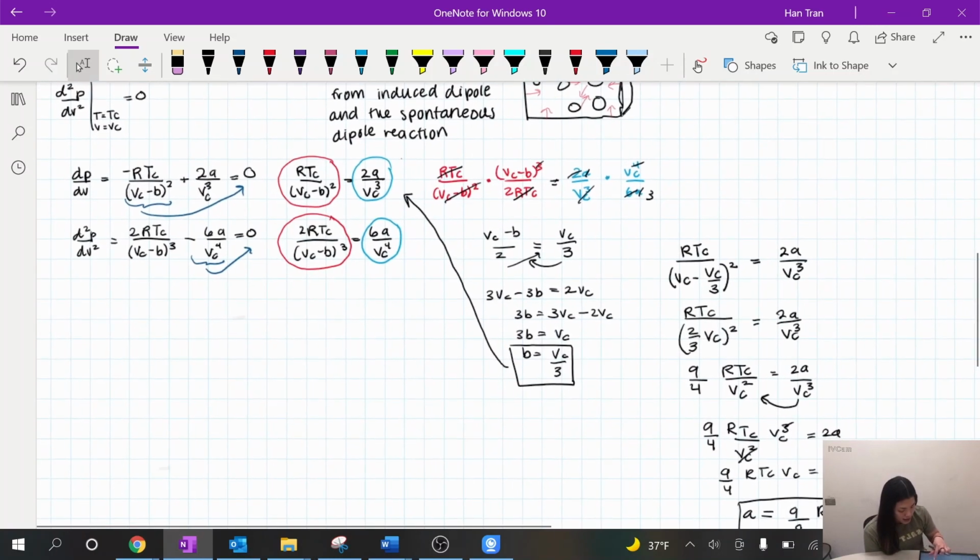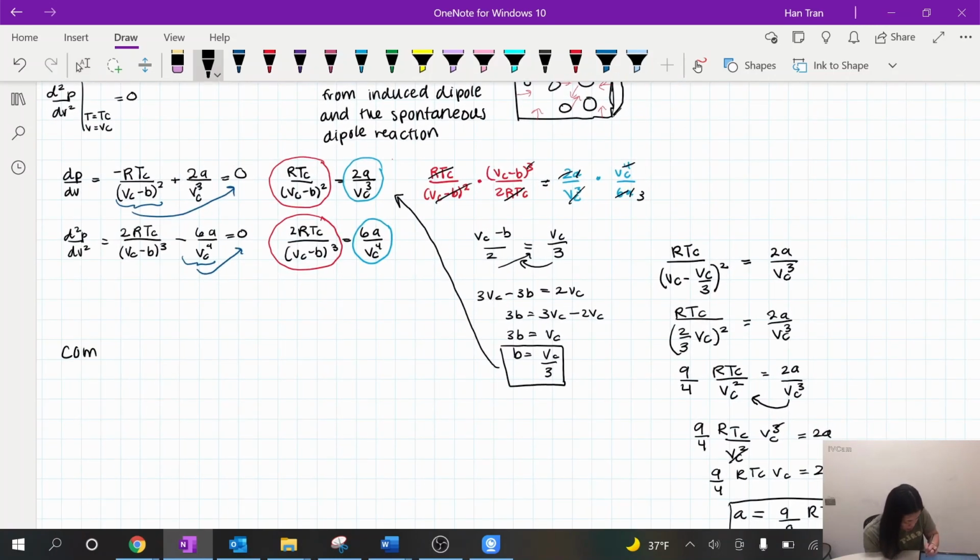Alright, so now that we have used van der Waals equation and the critical point on a PV diagram to derive the parameters A and B that are in van der Waals equation, what we are going to look at next is the compressibility factor. Now, the compressibility factor, what we're going to call Z, is the ratio of an actual volume to the volume predicted.